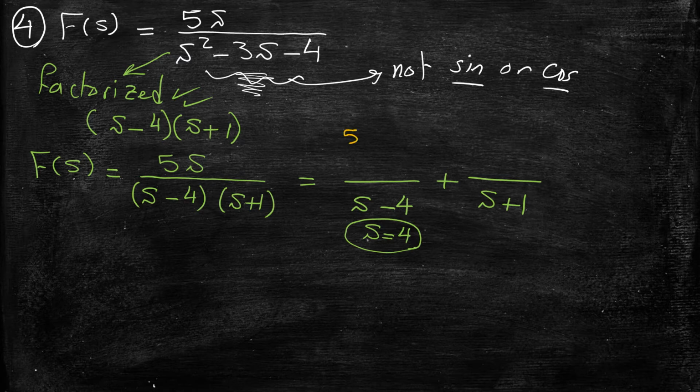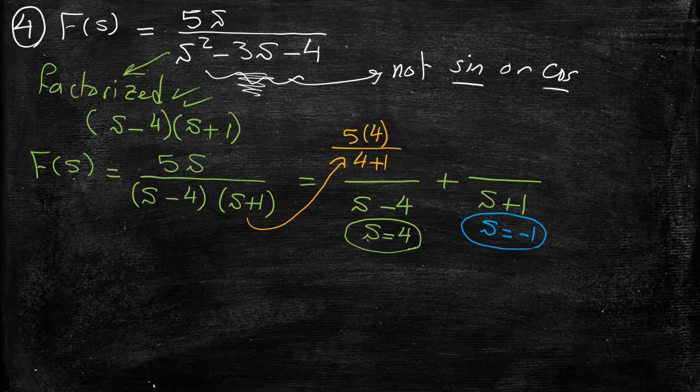So I will substitute here 5s, it will be 5 times 4. And in the denominator, I will substitute here, so it would be 4 plus 1. Again, I'll do the same here. For the s plus 1 term, I will substitute s equal minus 1, which is the term that makes this one equal to 0.